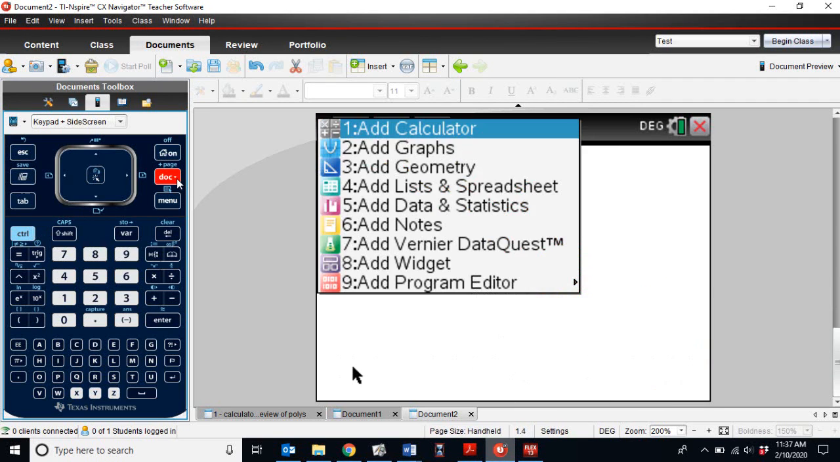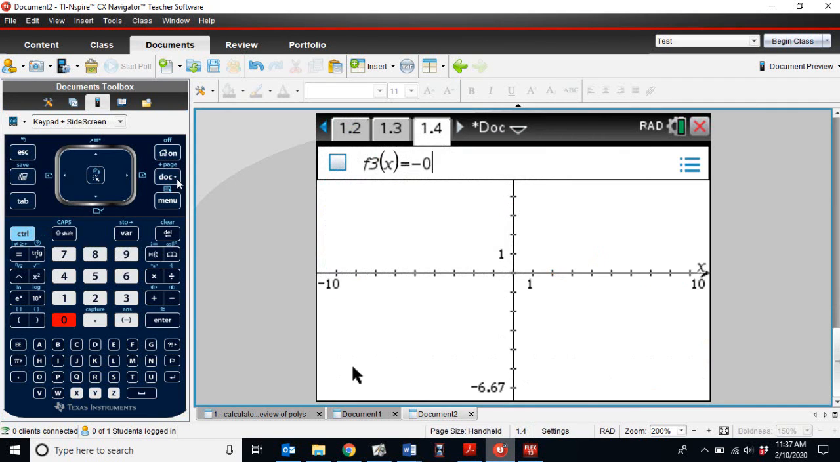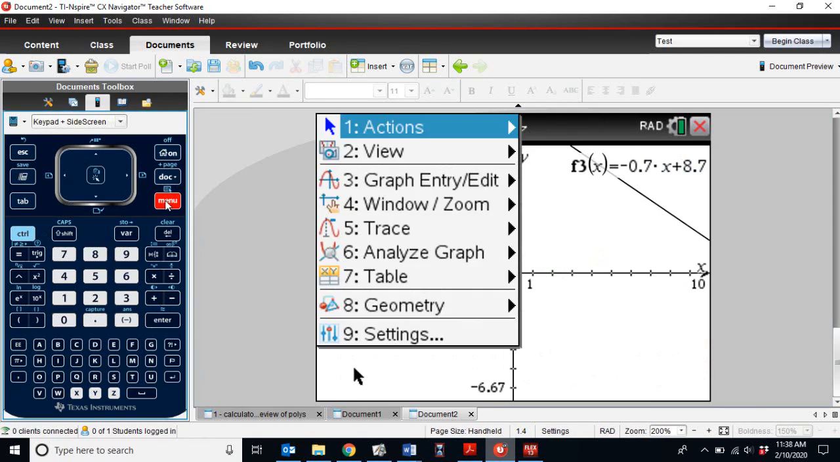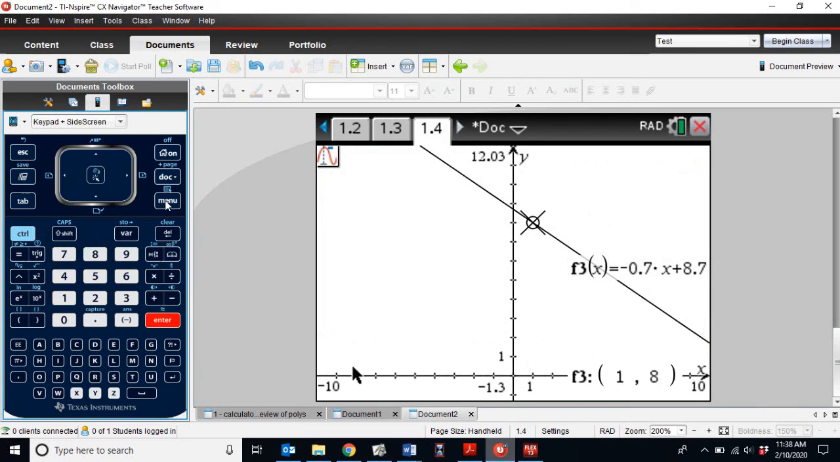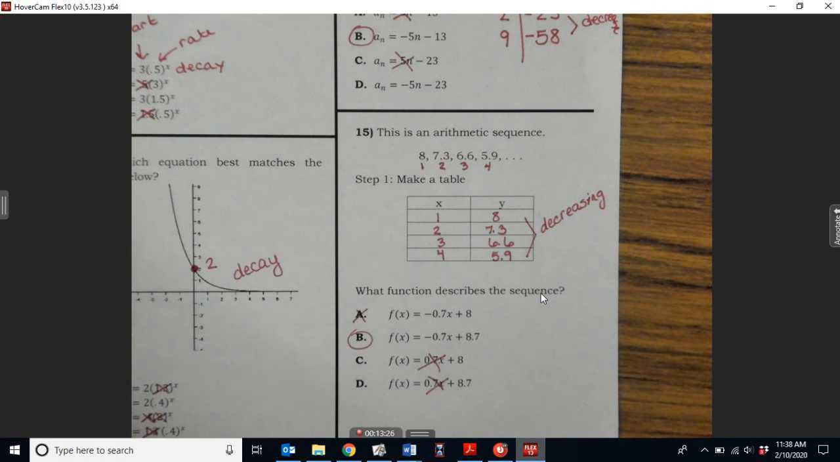So Control Doc, add a new graph page, negative 0.7x plus 8.7. Menu 5-1 and type in 1. 1 goes to 8, 2 to 7.3, 3 to 6.6, and 4 to 5.9. So just confirming that that is your answer.